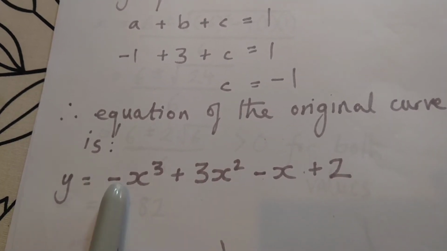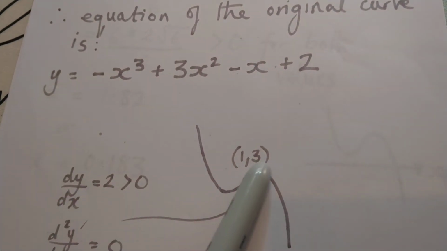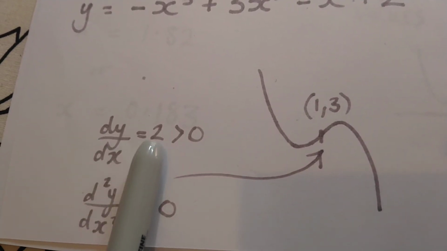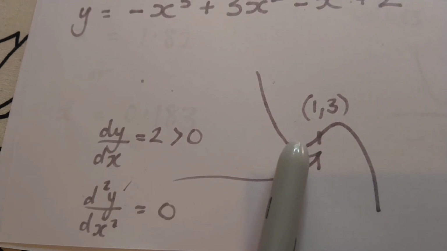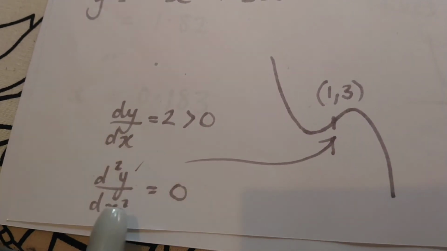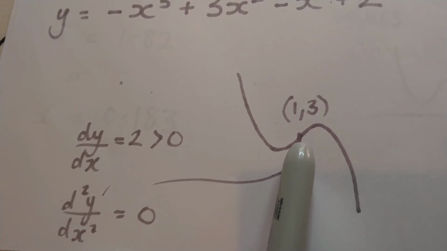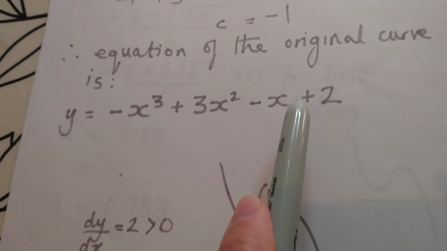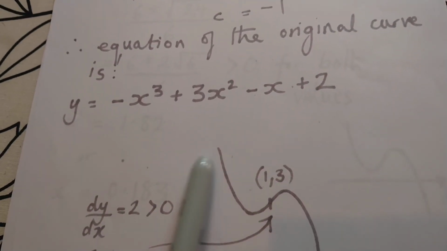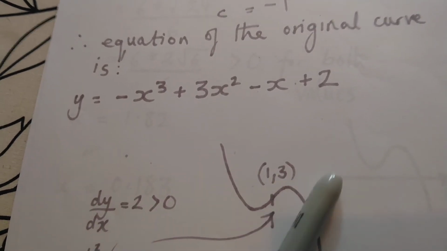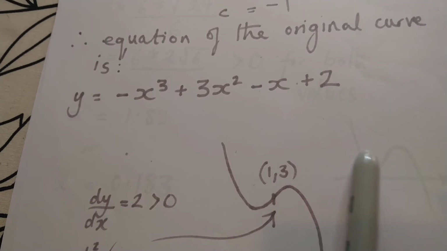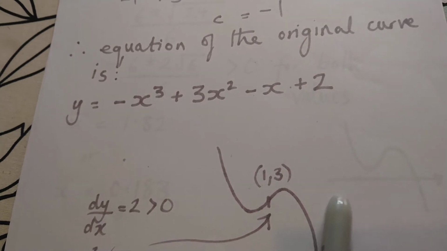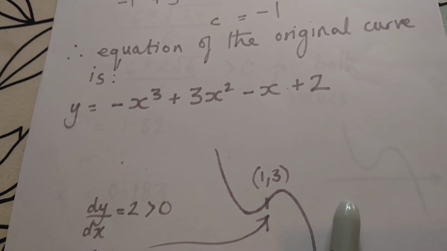Now, because it's a negative x cubed, we know the general shape is going to be here. And because we were told we have the point 1, 3, which has a positive gradient, it must be in this uphill section. But the second differential is 0, so we know that that point, 1, 3, is the point of inflection of our curve. And although we know the y-intercept is 2, we don't actually know where 2 would be on the curve. Or in other words, we don't know where the x-axis is. So the x-axis could be up here, which means it would cut the curve once, for example. Or it could be here, which would mean the x-axis would cut the curve 3 times.